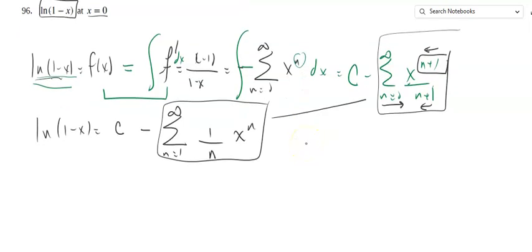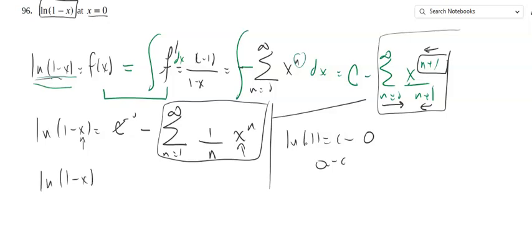Now, since I have natural log equal, I could figure out what c is. I'm almost done. If I let x equal 0, natural log of 1 equals c minus, if you put a 0 there, that's the only way that series will be 0. Adding an infinite amount of zeros is 0. So I know that this is 0. So a power series representation for natural log of 1 minus x, I can write as a series n equal 1 to infinity.